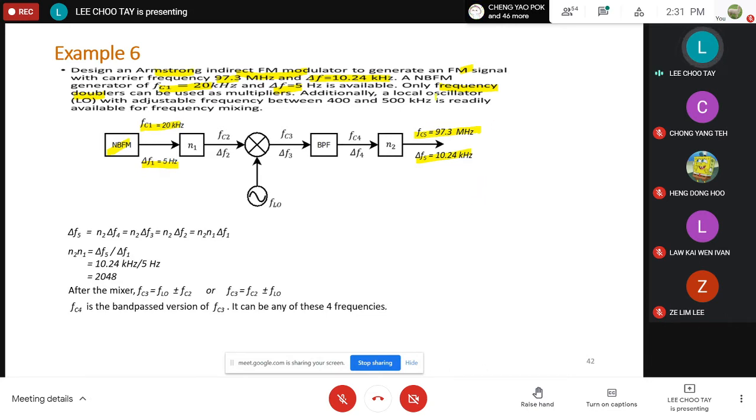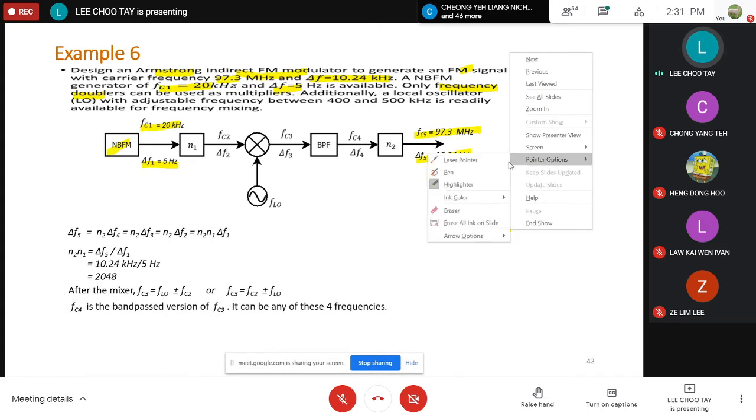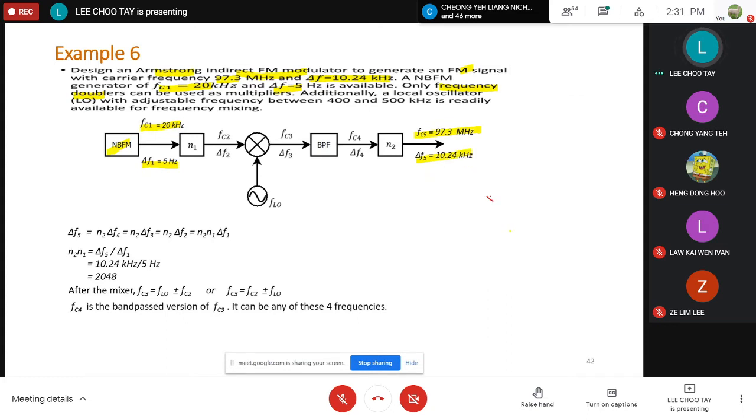All right, so that means in this case, if you're allowed to use only frequency doublers, each frequency doubler basically multiplies your frequency by 2. So if you need to multiply the frequency by, let's say, 8 times, then you just cascade 3 of them. Meaning you have times 2, and then you times 2 again, and then you times 2 again.